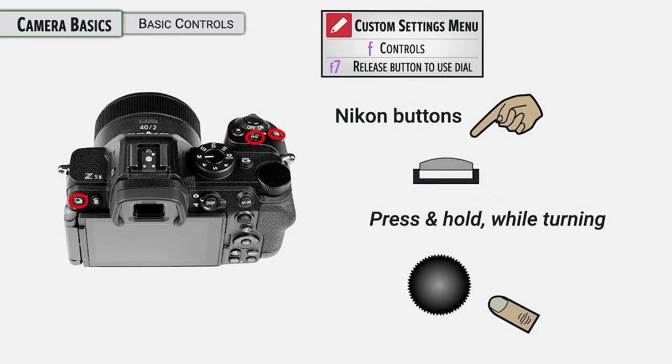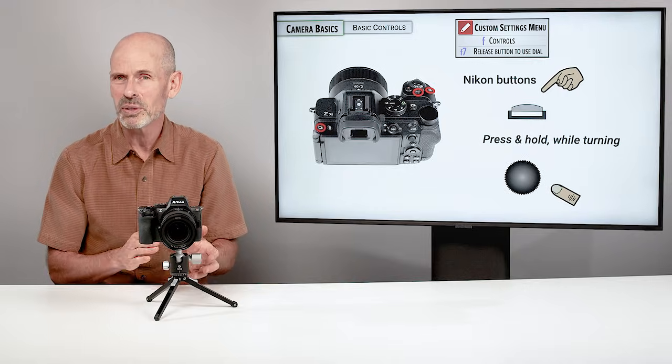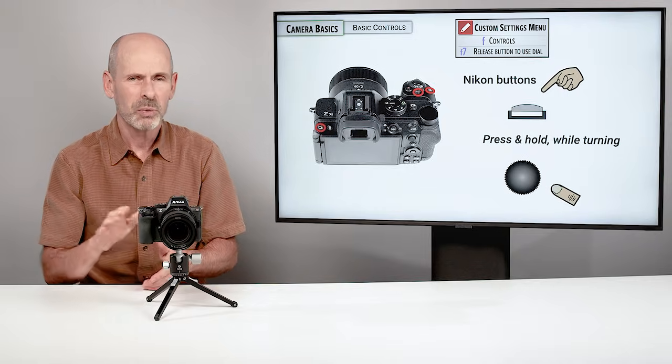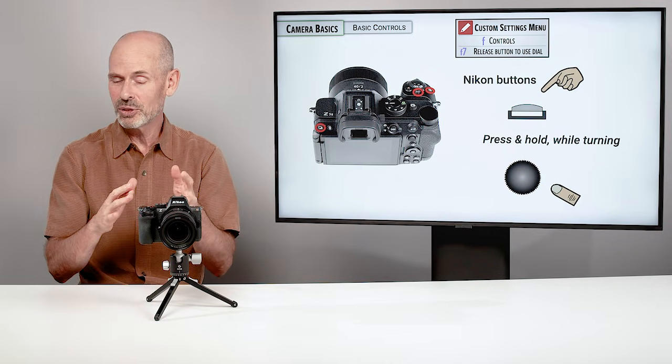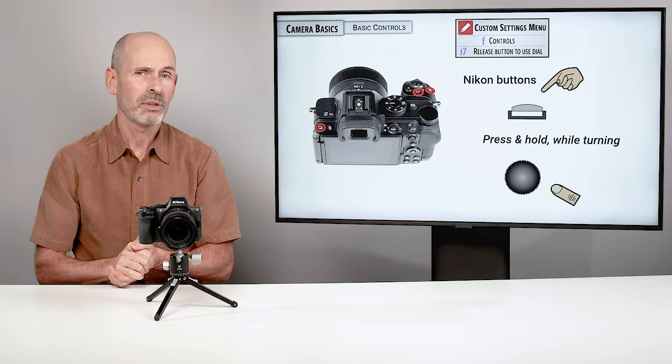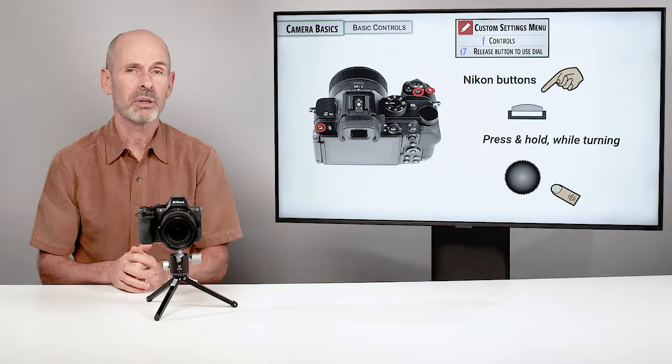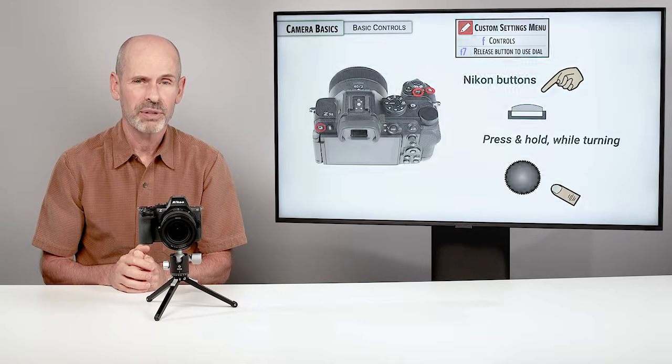Now, if you don't like this, you can go into the custom settings menu and you can go to F7 release button to use dial, and you can turn off this little safety protocol so it doesn't work in that style. So we'll talk more about that in the menu system itself. But once again, as you will see throughout this class, there are lots of ways to customize the buttons and other controls to your preferred preferences.